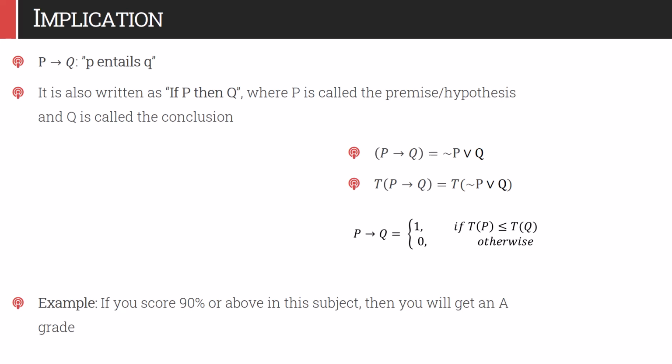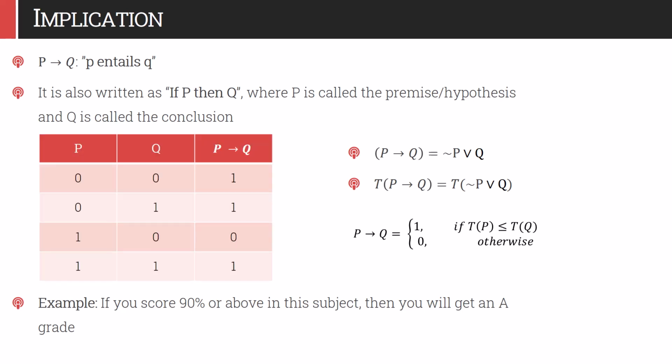the truth value of P is less than or equal to the truth value of Q, and it would be 0 otherwise. So whenever the truth value of Q is less than the truth value of P, it will be 0, else it will be 1. And this is the truth table. If P is 0, Q is 0, then P entails Q would be 1. P is 0, Q is 1, the truth value of P entails Q is 1. When the premise is true and the conclusion is false, then the truth value of P implies Q would be 0, otherwise it is 1. Because P entails Q says that whenever our premise is true, the conclusion must be true.